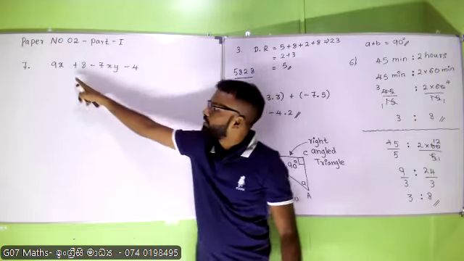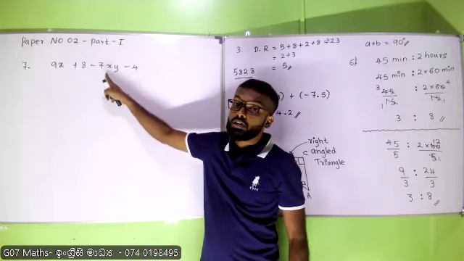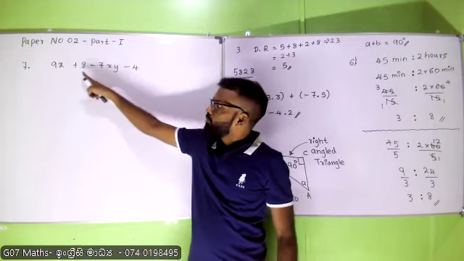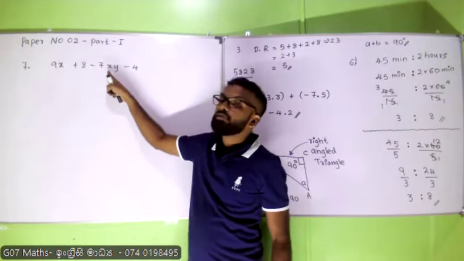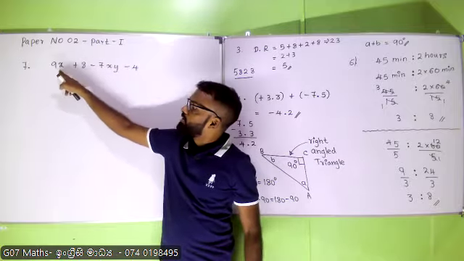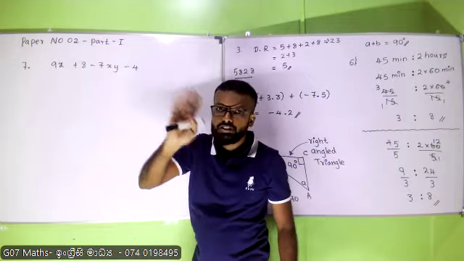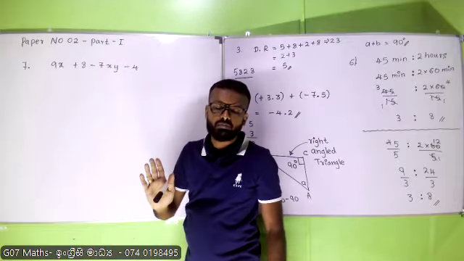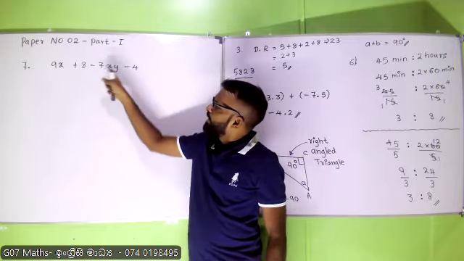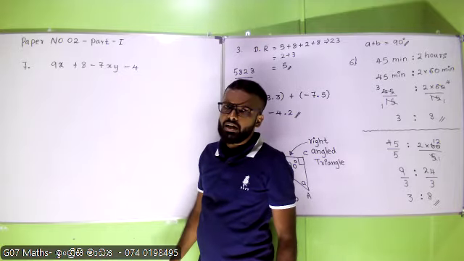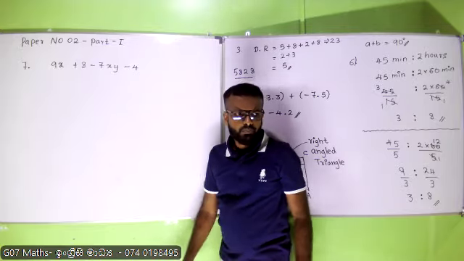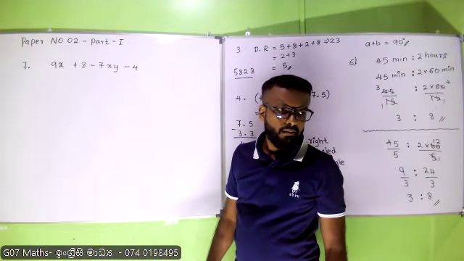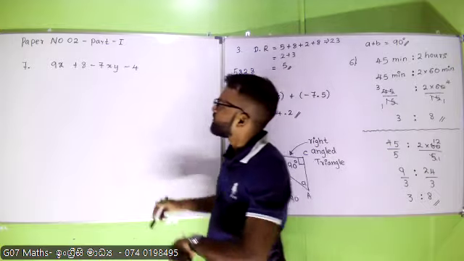Different. Here we have 9x, but here we have 7xy. So this term and this term are not the same. These two terms are not like terms. And 8 and 4. Can you simplify 8 and minus 4? Yes, you can simplify.